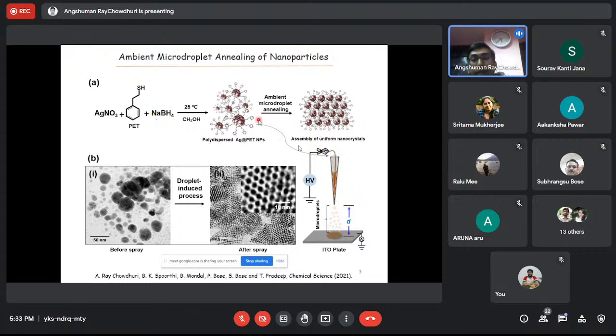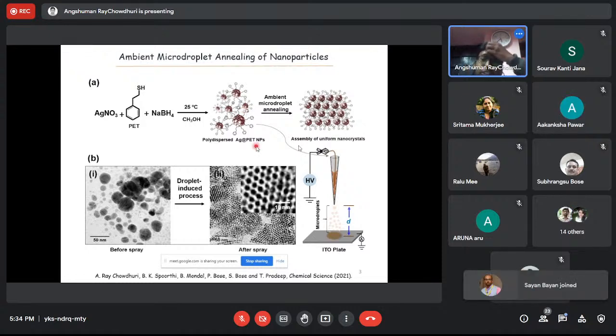So what we have done: AgNO3, silver nitrate, and phenylethanethiol we have taken, and sodium borohydride we put in. That's the normal synthesis. It is a reducing agent, and the silver nanoparticles are formed. For the usual synthesis, the disadvantage is that there is a possibility of polydispersed nanoparticles, and polydispersed nanoparticles are of no use for any applications. If you go for sensing or other industrial applications, people always ask for monodispersed nanoparticles.